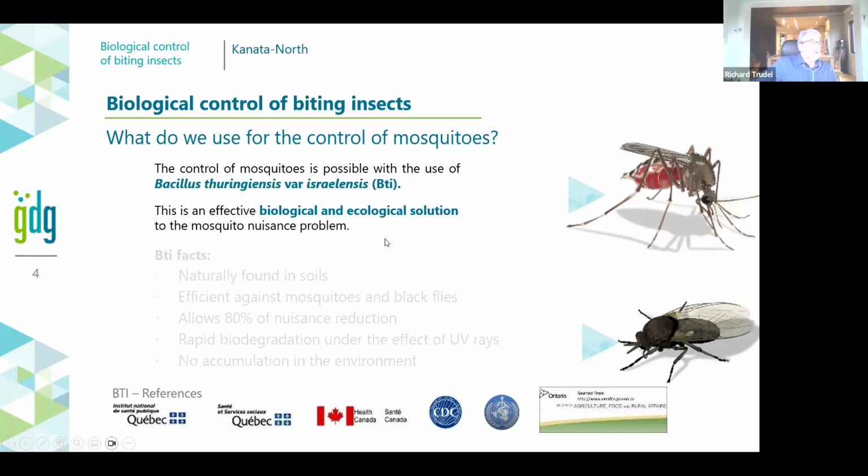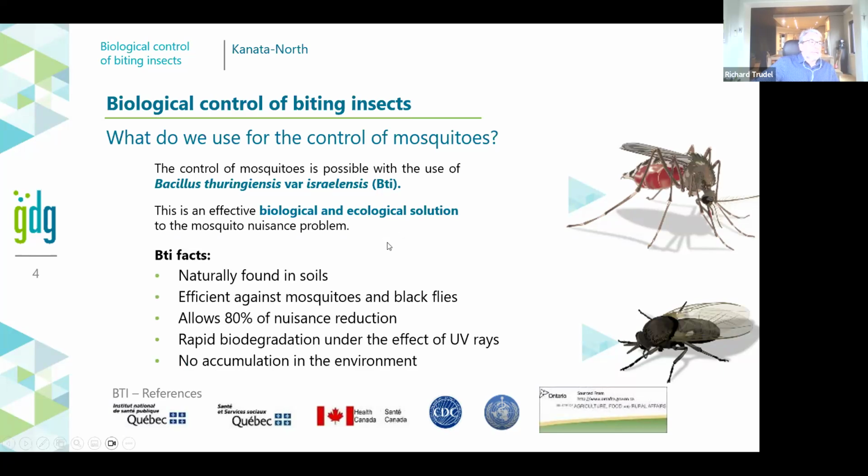So this biological tool is an ecological solution, like I said, because it comes from nature. It was found in the soil, and it's mainly efficient against mosquitoes and black flies. When it's conducted in the right manner, it can reduce the nuisance by 80%. And also, it's not something that has a long life in the environment. There is a rapid biodegradation under the effect of UV, so there is no accumulation in the environment.